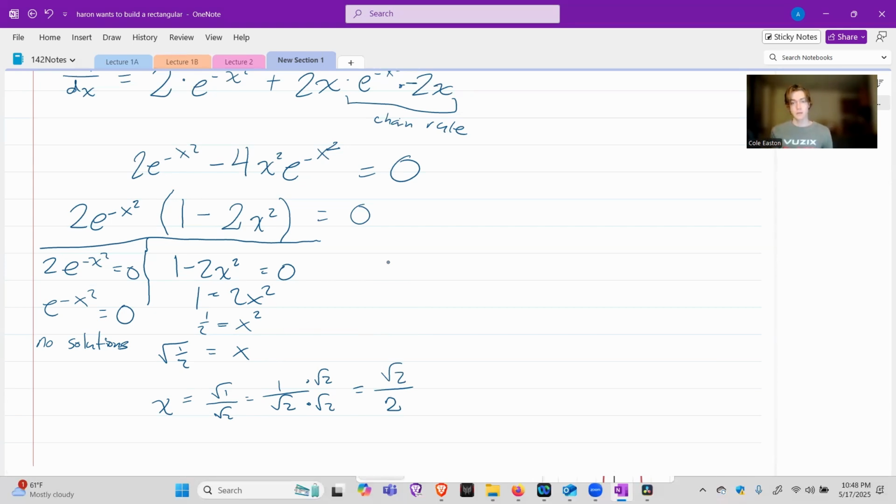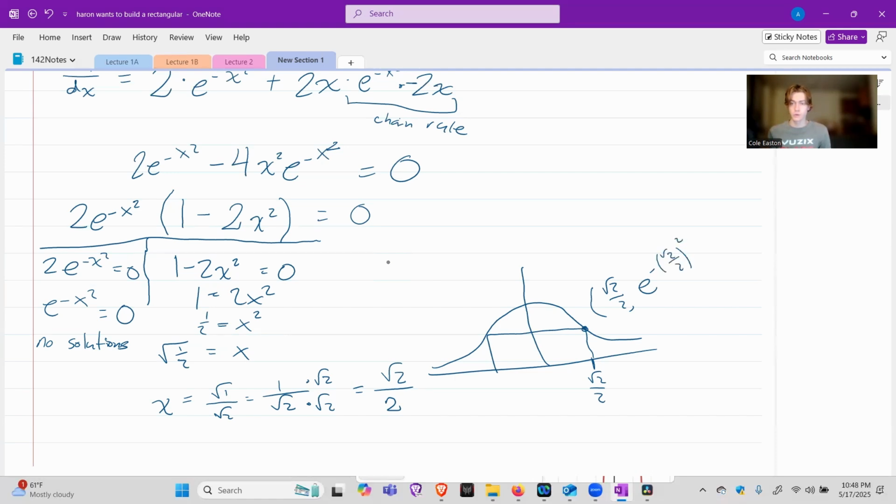And then, so let's kind of draw a quick sketch of our graph again over here. So that means that this right here is root 2 over 2. So our coordinate of this corner is going to be root 2 over 2 times e to the negative root 2 over 2 squared. And so what is this? This is e to the negative 2 over 4, which is e to the negative 1/2, which means 1 over e to the 1/2, which means 1 over root e. That means that our height is going to be 1 over root e.